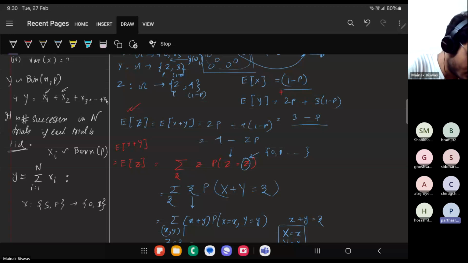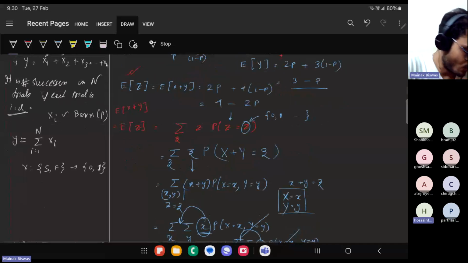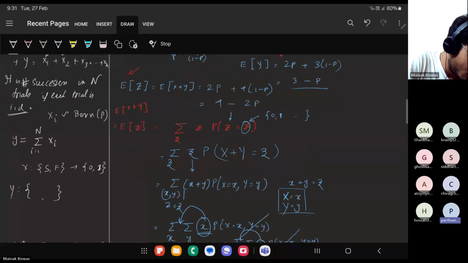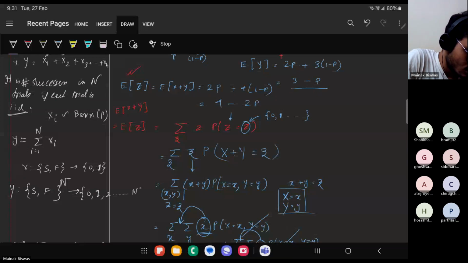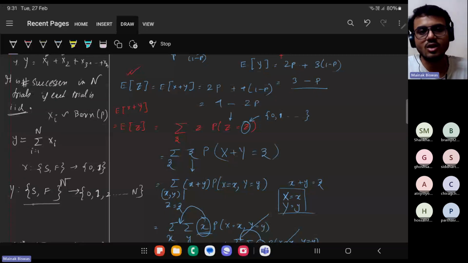Sample space of Y. What will Y map to? Again, you're not understanding the thing. This is not your sample space. You have two coin tosses. What is your sample space? Head head, head tail, tail head, tail tail, right?